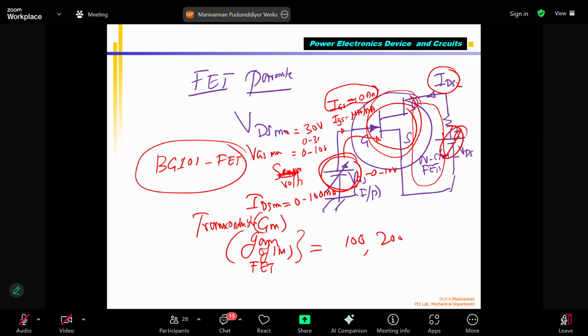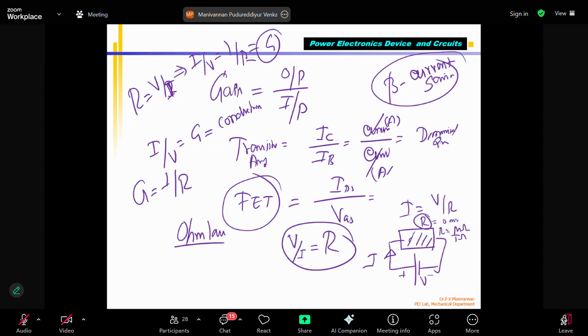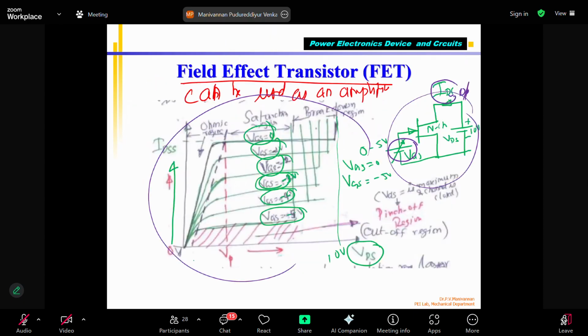Input is volts, output is current, right? So that is measured in terms of transconductance, similar to beta, right? So these are important parameters you have to remember. Okay. So again, before closing, I'll just take 2 minutes. I want to close the FET. Please see the very important figure.